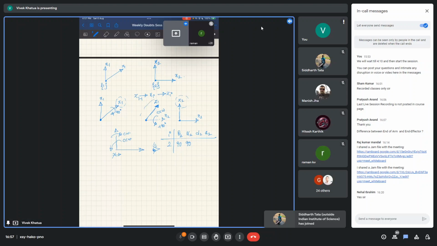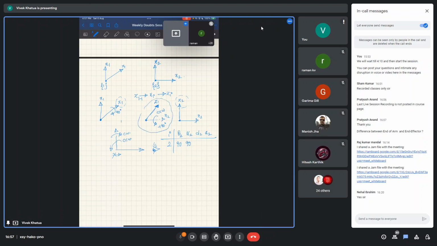So this is an intermediate frame. 90. And d and a remain the same. d2 is 0. a2 we have moved along this normal. I guess so. Does someone have a doubt?